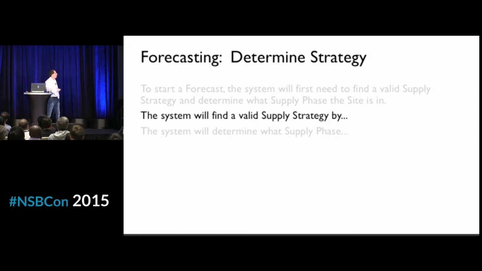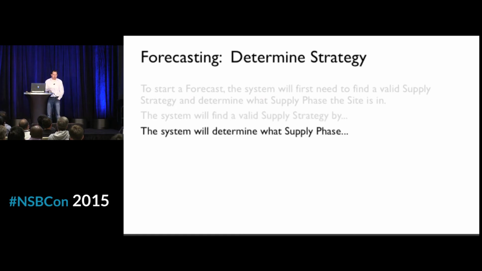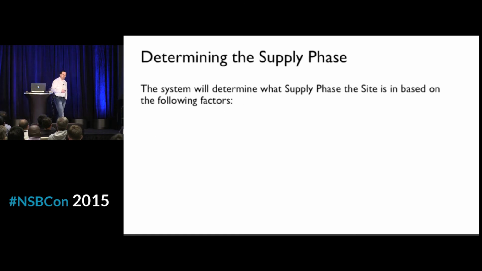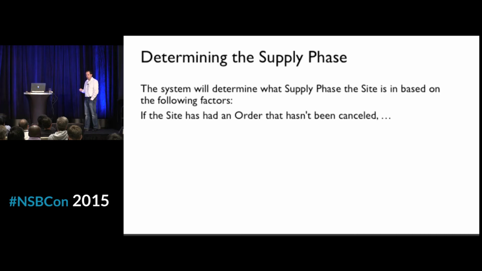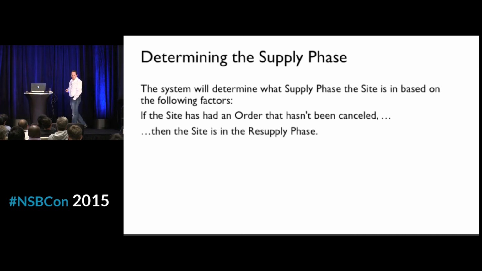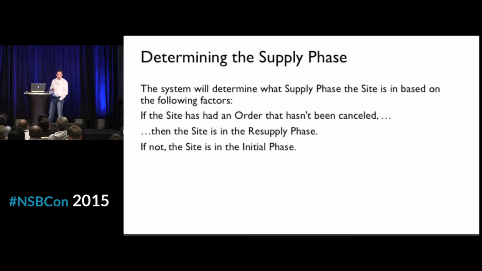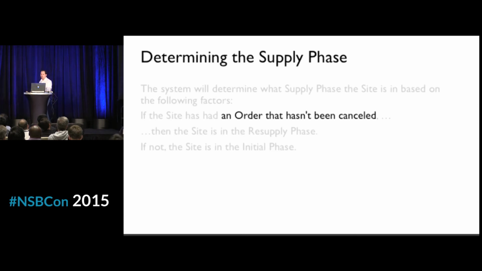The second half of this, expanding on this requirement, the system will determine what supply phase the site is in based on the following factors. If the site has had an order that hasn't been canceled, then the site is in the resupply phase. If not, the site is in the initial phase. The first part I want to take is an order that hasn't been canceled. What exactly does it mean to cancel an order in this particular domain?